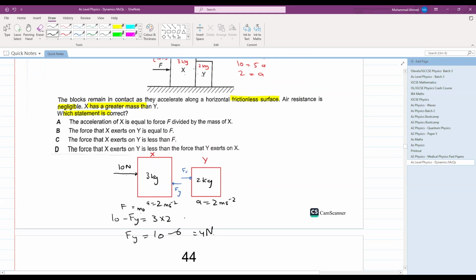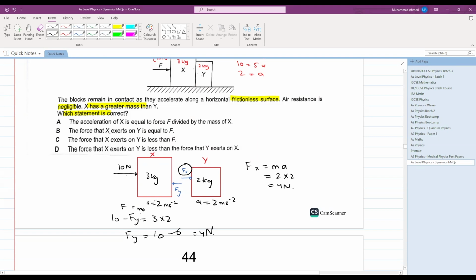Now, what will be Fx equal to? Very easy. Fx is equal to mass into acceleration. Your resultant force is Fx, and your mass is 2. Acceleration is 2. Fx is 4 Newton again. What is Fx? Fx is the force that X exerts on Y.